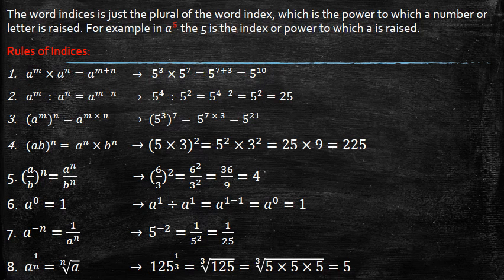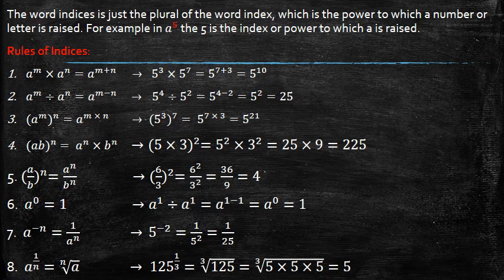The second rule has to do with division. You have a^m divided by a^n. Here, when it's division of indices with the same base, you just subtract the second power from the first. The second one here is n. You subtract it from m. Here you have a^(m-n).